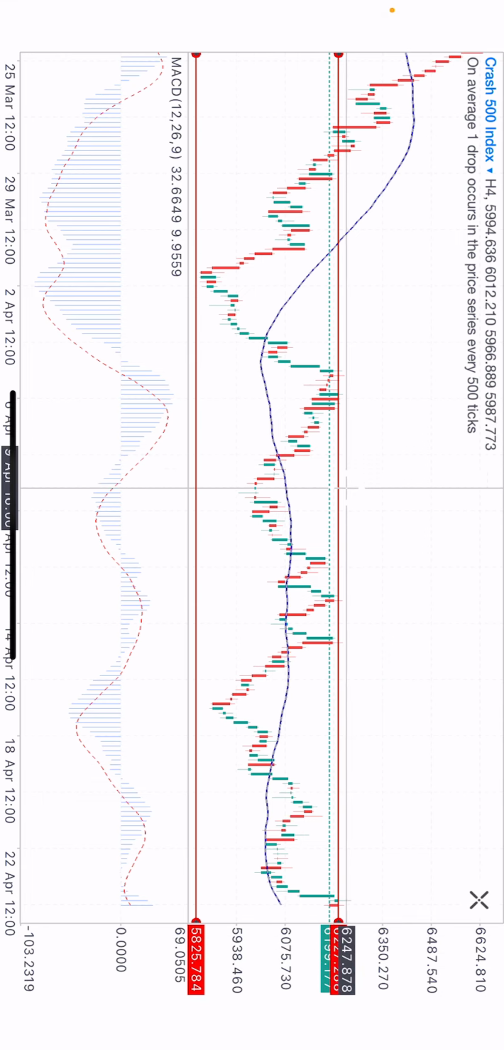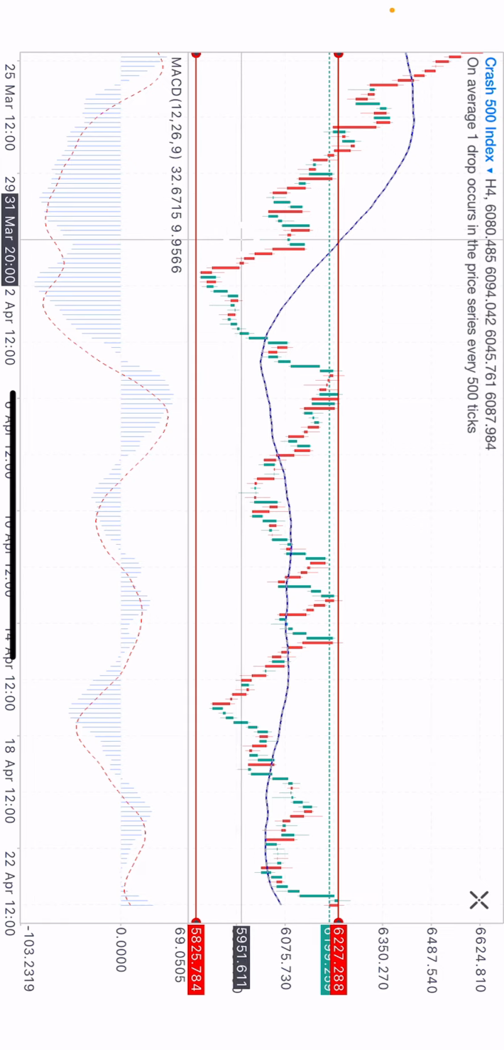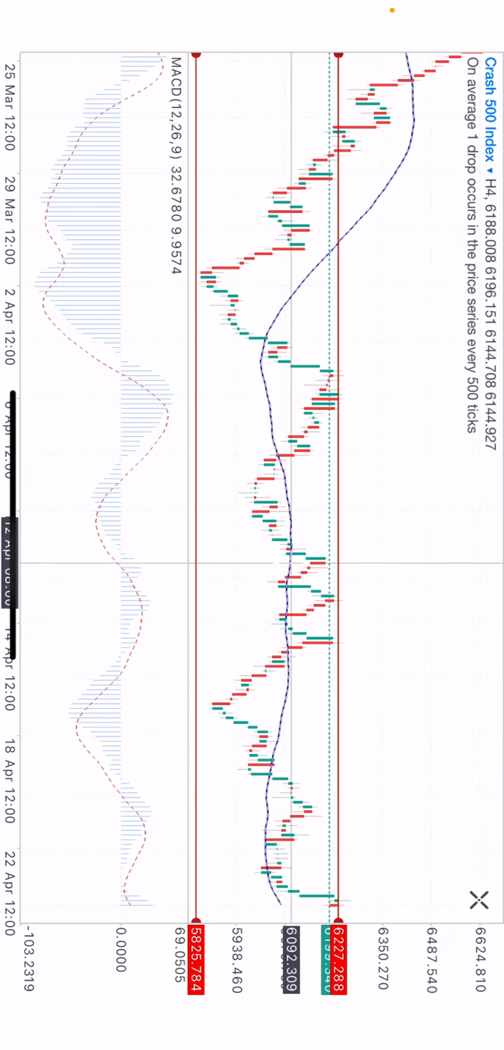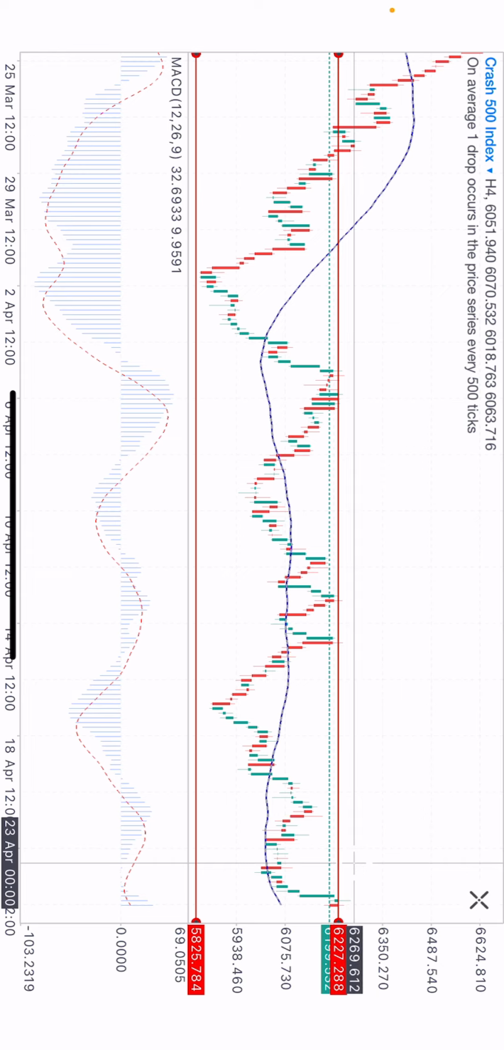Remember guys, on the daily time frame, I marked out this support and resistance level. Look at it, the price has been moving within the support and resistance level, up and down. So from the 4 hour time frame, guys, you can see that you can place a sell on Crash 1000 right now, expecting it to move to the downside and keeping a stop loss above this previous week.